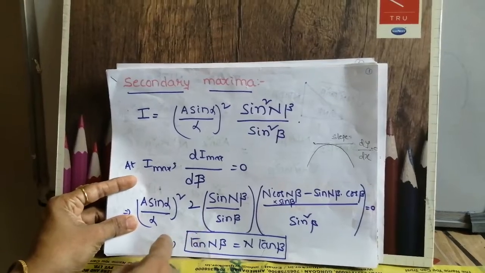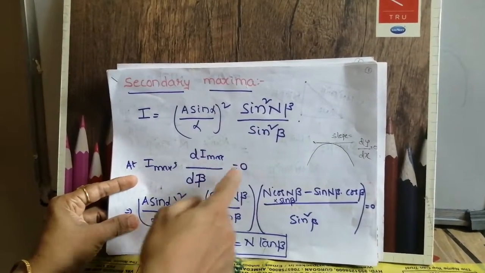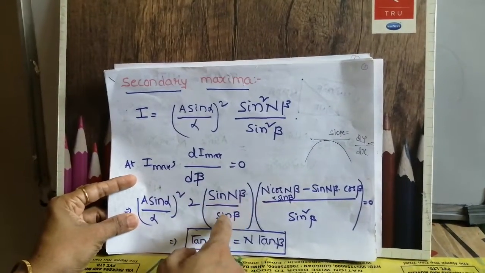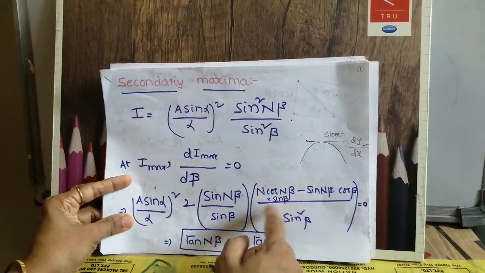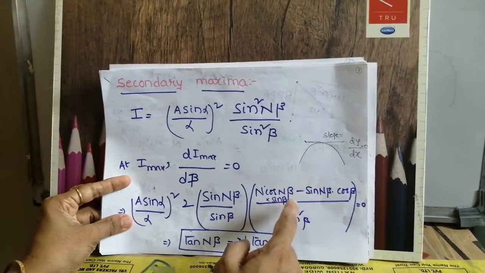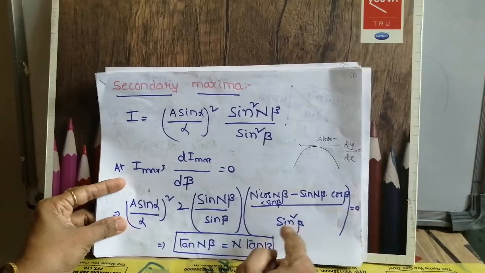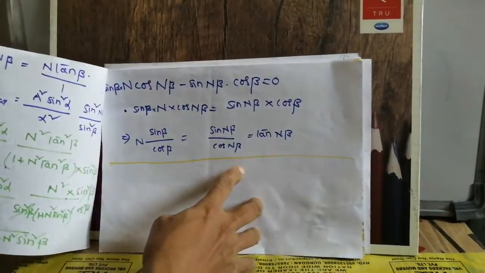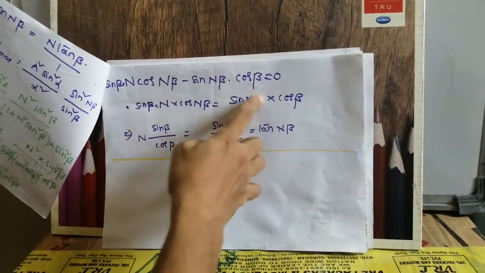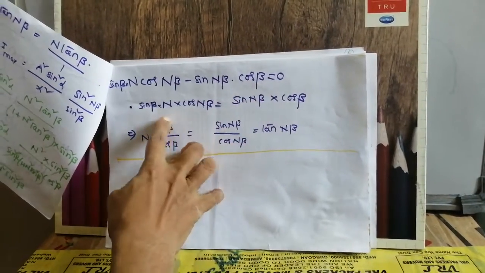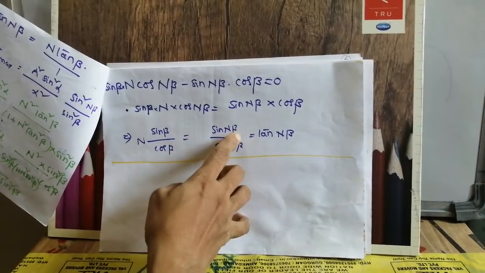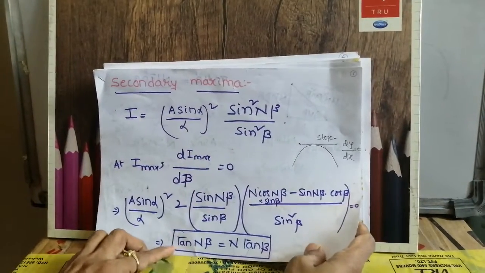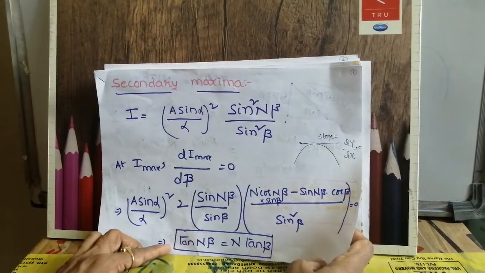So by differentiating this, A sin alpha by alpha whole square, as it is sin n beta by sin beta whole square, it will become 2 sin n beta by sin beta, in the form of the u by v method. So n cos n beta sin beta minus sin n beta cos beta by sin square beta, this is equal to 0. By simplifying this, sin beta n cos n beta minus sin n beta cos beta equal to 0. Then n sin beta by cos beta equal to sin n beta by cos n beta, that equals tan n beta. So finally we got tan n beta equal to n tan beta.